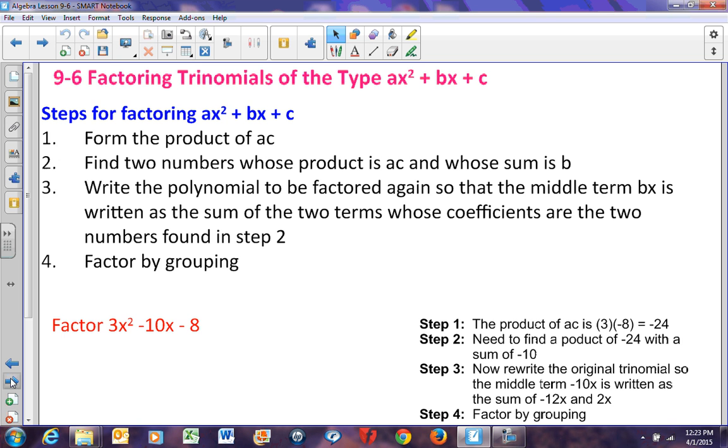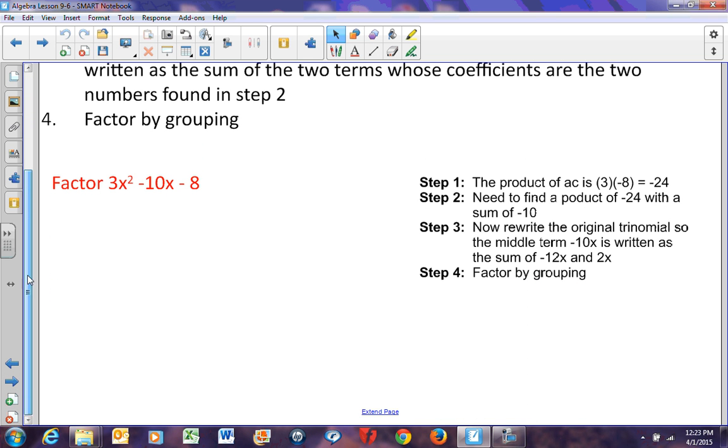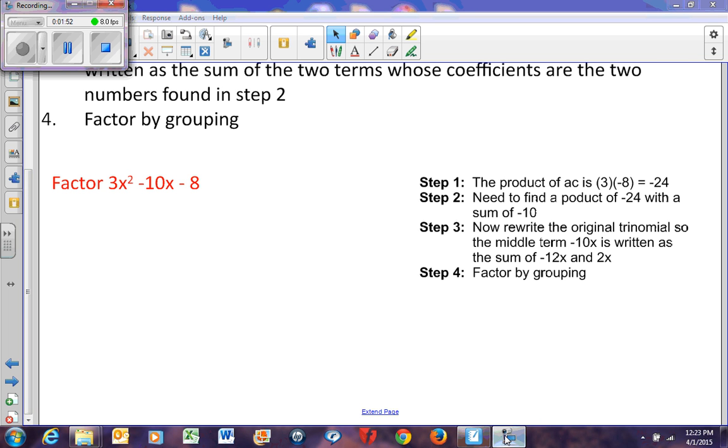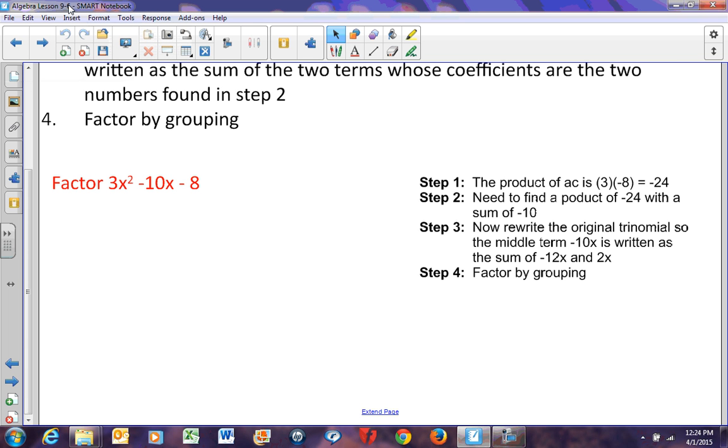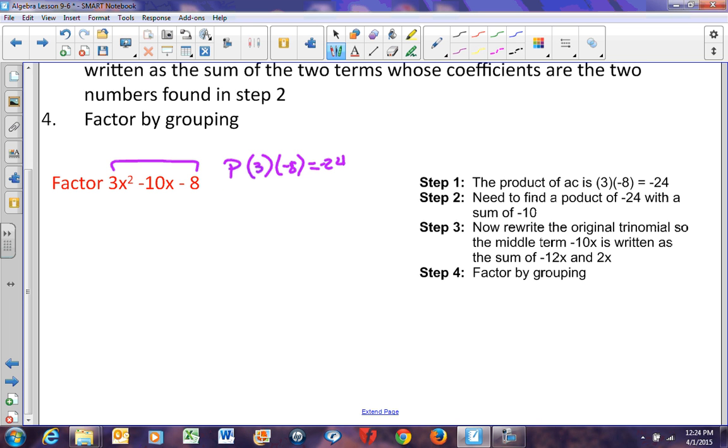So let's look at the following example. We're going to factor 3x squared minus 10x minus 8. So I need a product of 3 times negative 8. I need those two numbers, A and C. So I need a product of 3 times negative 8, which is negative 24, but I need a sum of negative 10.